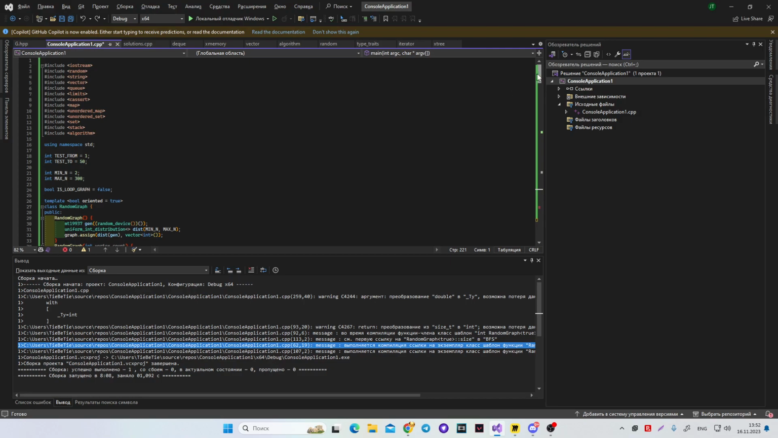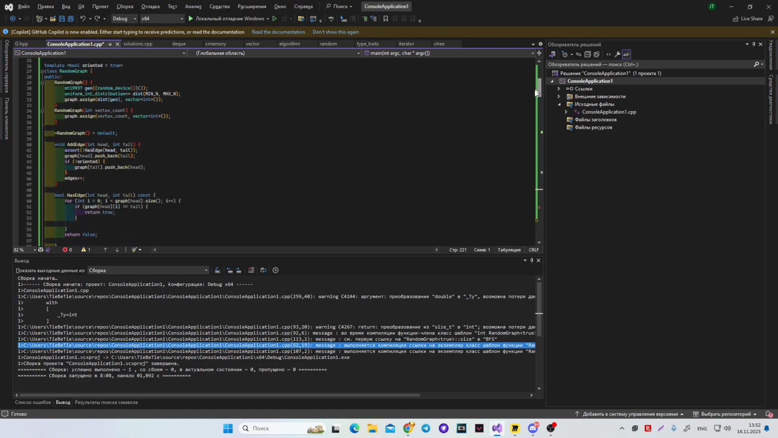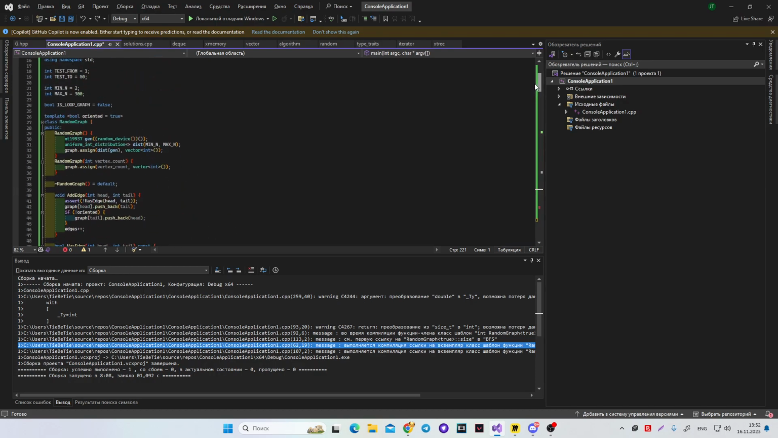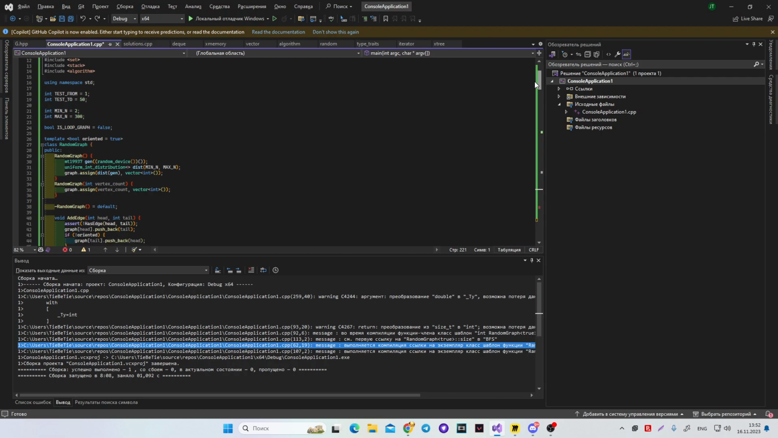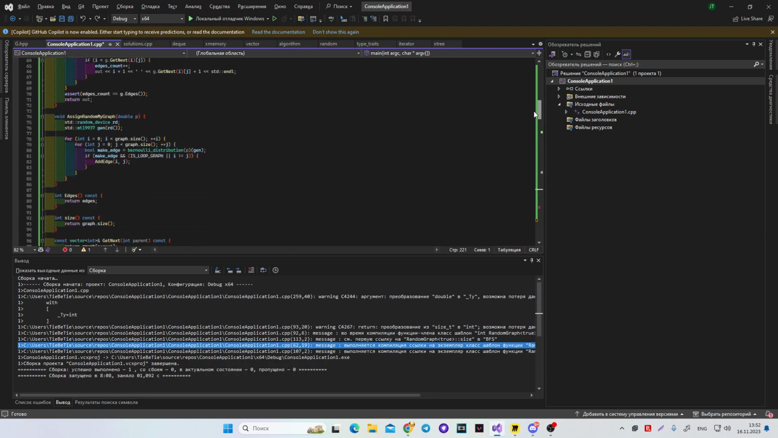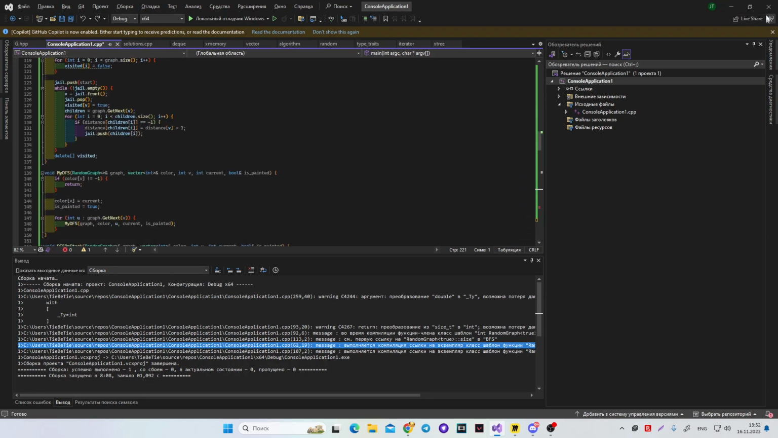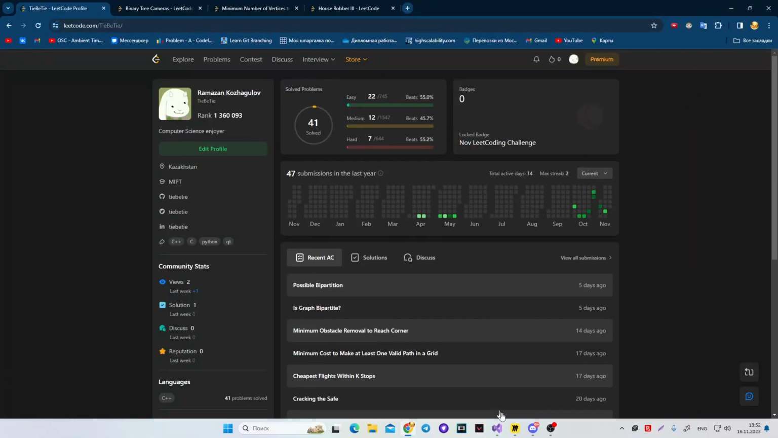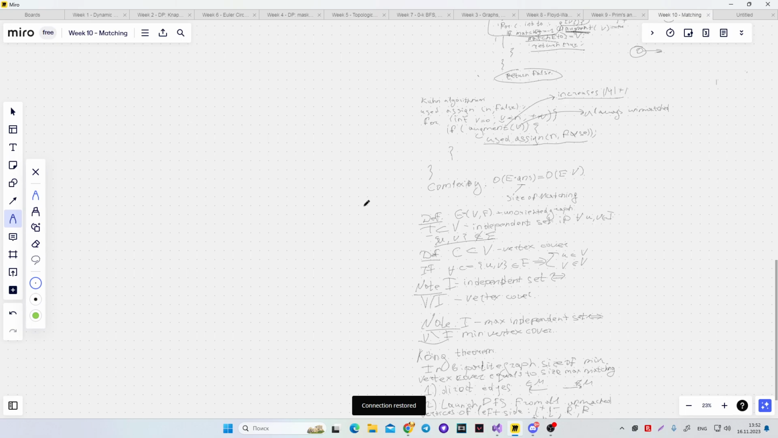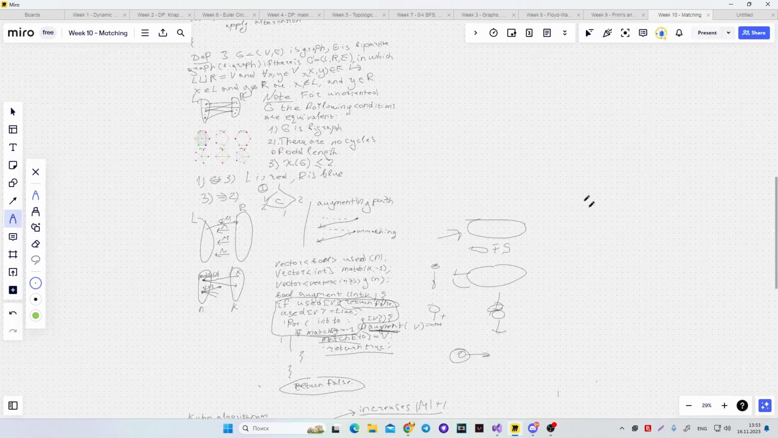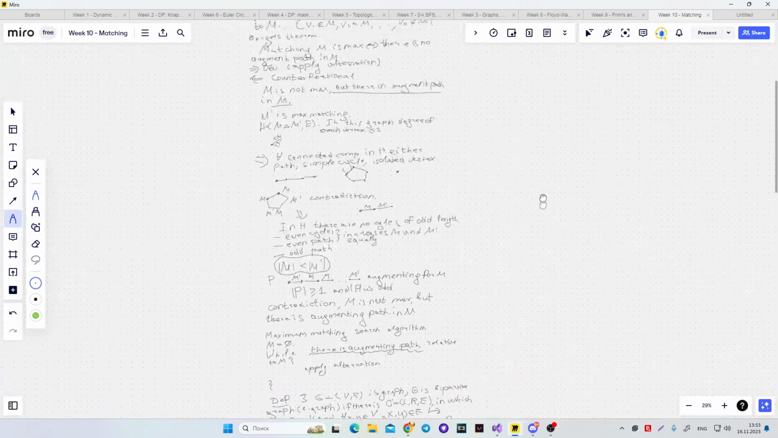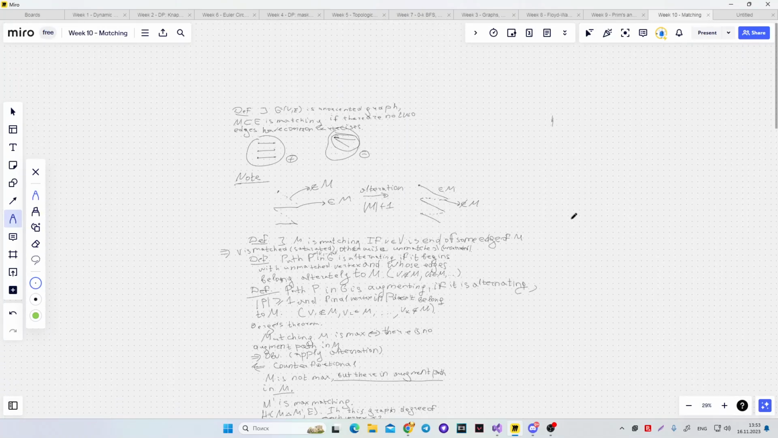Today I will prepare for you the three following tasks about weighted graphs, about finding a way in weighted graphs. And today we consider some problems on matching and vertex cover topics.